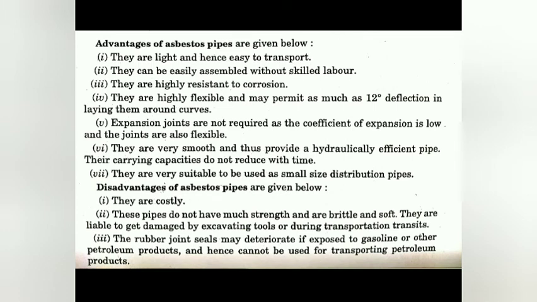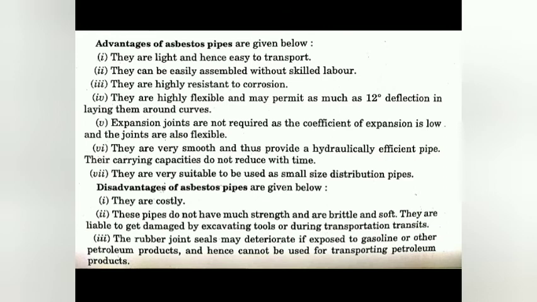So when we talk about the advantages and disadvantages of asbestos pipes, they are like that. First point, they are light and hence easy to transport. Because of their lightweight, transportation is quite easy, and they can be easily assembled without skilled labor. No skilled labor is required in this case. They are highly resistant to corrosion and they are highly flexible and may permit as much as 12 degrees deflection in laying them around the curves.